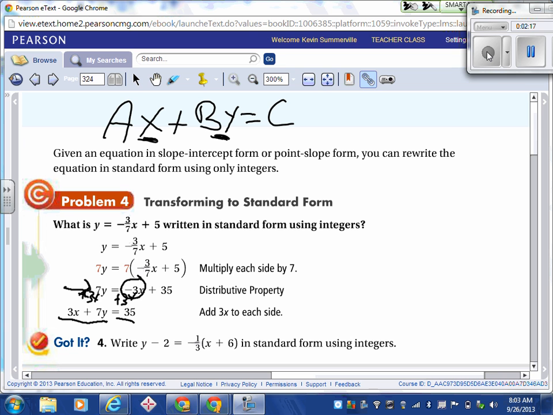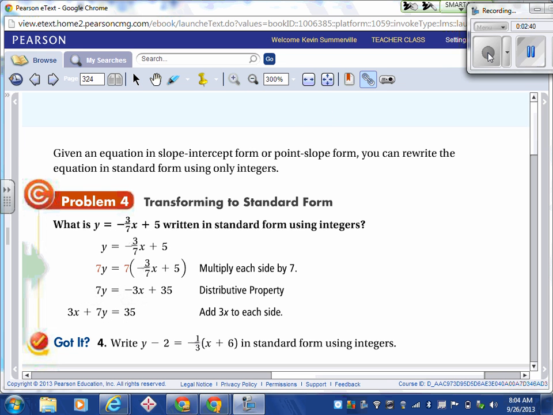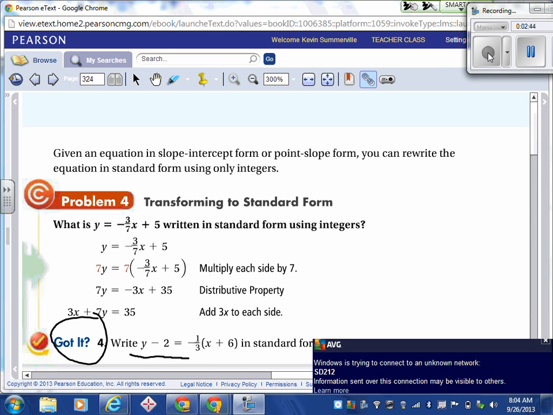Now I've taken an equation that was in this form, which is slope-intercept form, which we talked about at the beginning of the unit, and changed it to standard form, which is ax plus by equals c. When it's in this form, I can graph it with the x and the y intercepts. Okay? Got it, number 4. Go ahead and write down this equation.